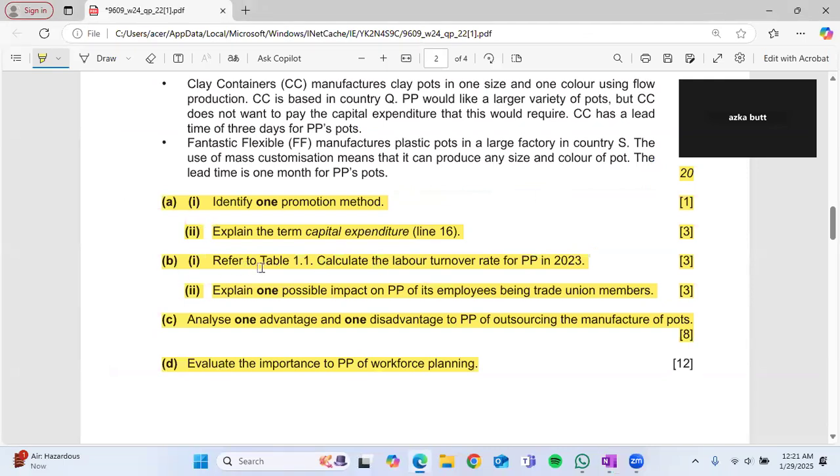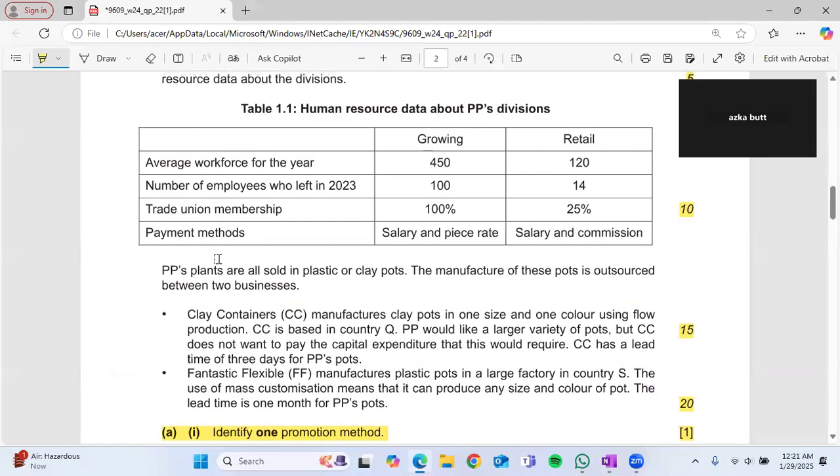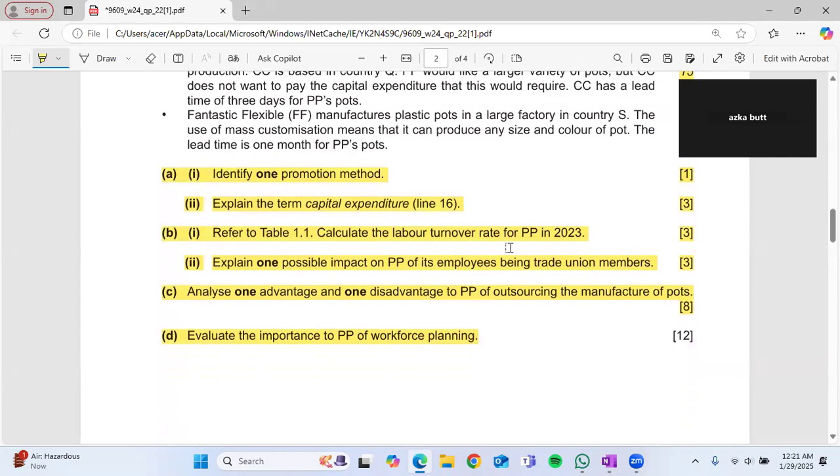For part B, we need to calculate the labor turnover rate for PP in 2023. As you can see, there are two divisions, growing and retail, and we need to find the labor turnover for each division. We have the average workforce per year and the number of people who left in 2023. We just need to put the values into the formula, and we will get the labor turnover rate for PP in 2023.